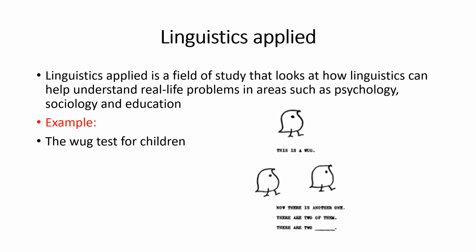Applied linguistics is a field of study that looks at how linguistics can help understand real-life problems in areas such as psychology, sociology, and education. Example: the good text for children. This is a good. Now, there is another one. There are two, or then there are two goods.